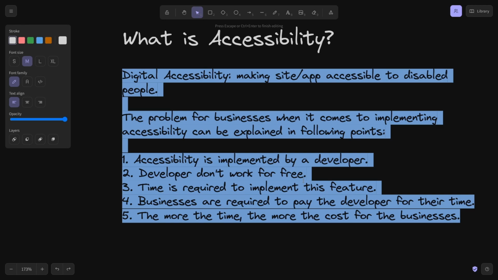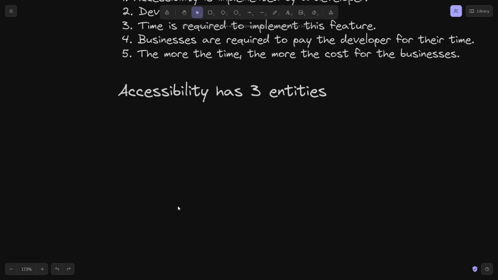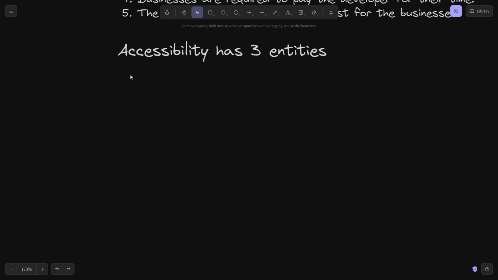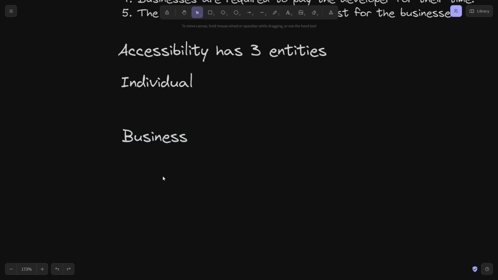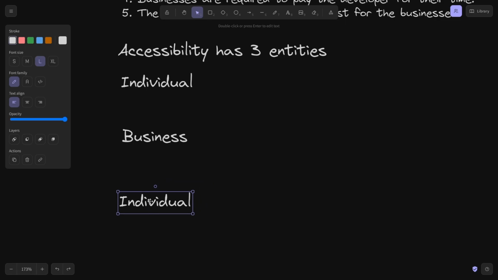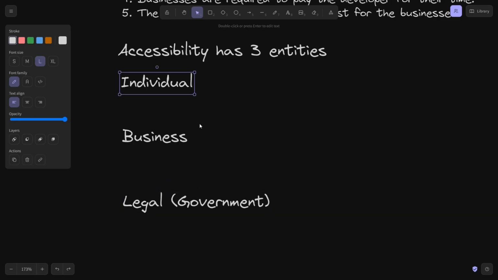accessibility contains three sort of entities. What are those? Well, the first entity will be individual. The second entity will be business. And finally, the third entity will be legal. When we talk about individuals in terms of accessibility, this is the part and parcel of the people for which a developer will implement any sort of features in terms of accessibility, right?